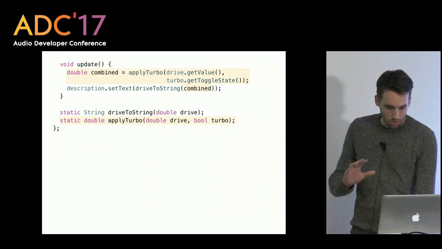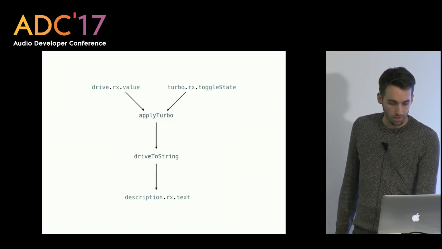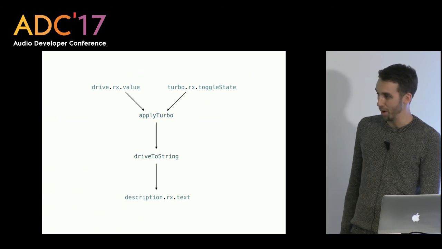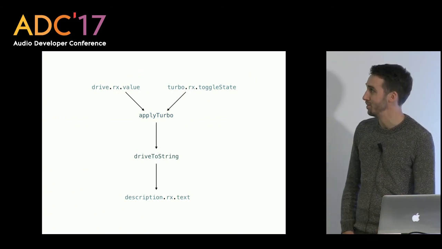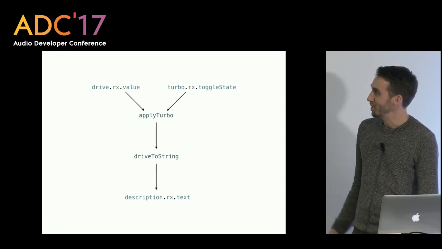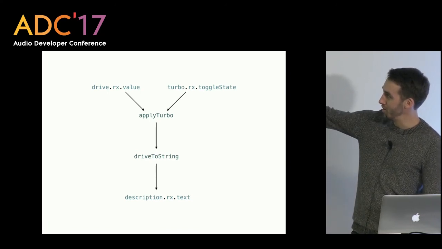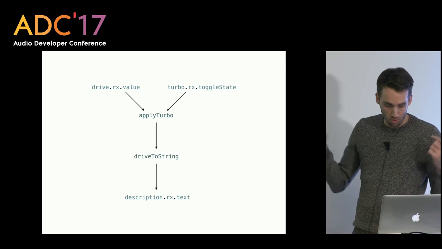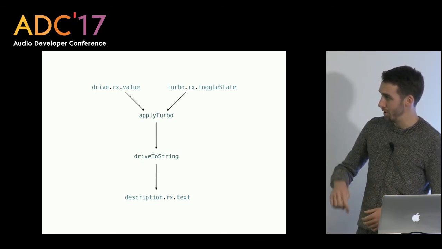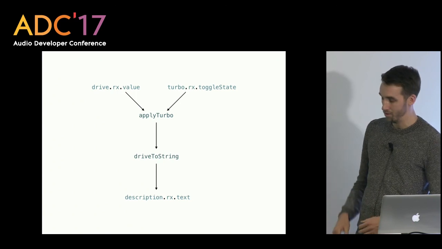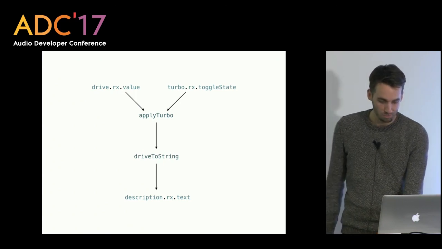So let's look at it from a higher perspective next and have a block diagram. I'm sure you DSP guys and I as well, we love block diagrams. So here we have the drive and the turbo, and they go into this apply turbo function. The result of that goes to drive to string, and the result of that goes to the label text.